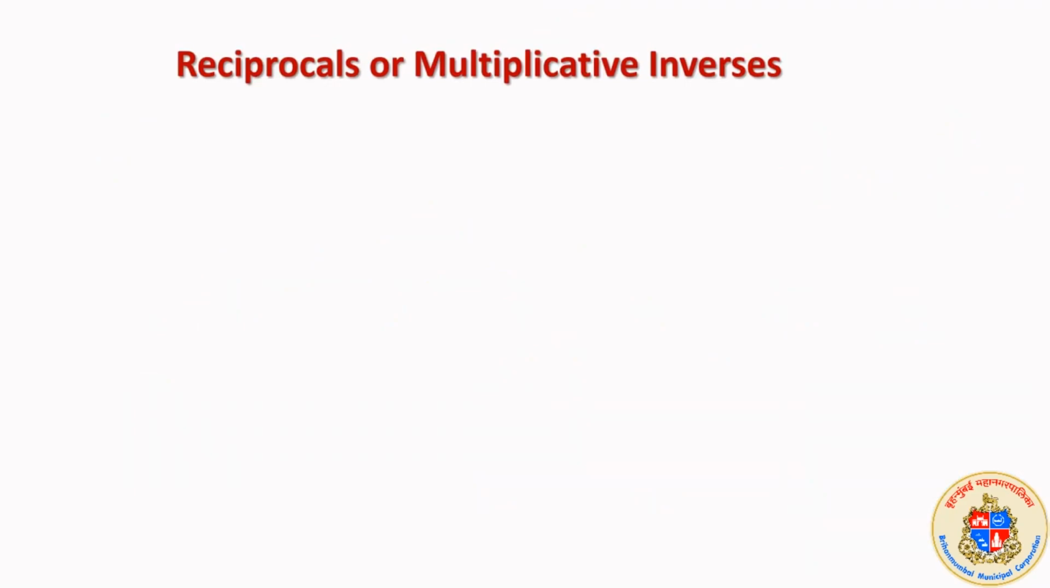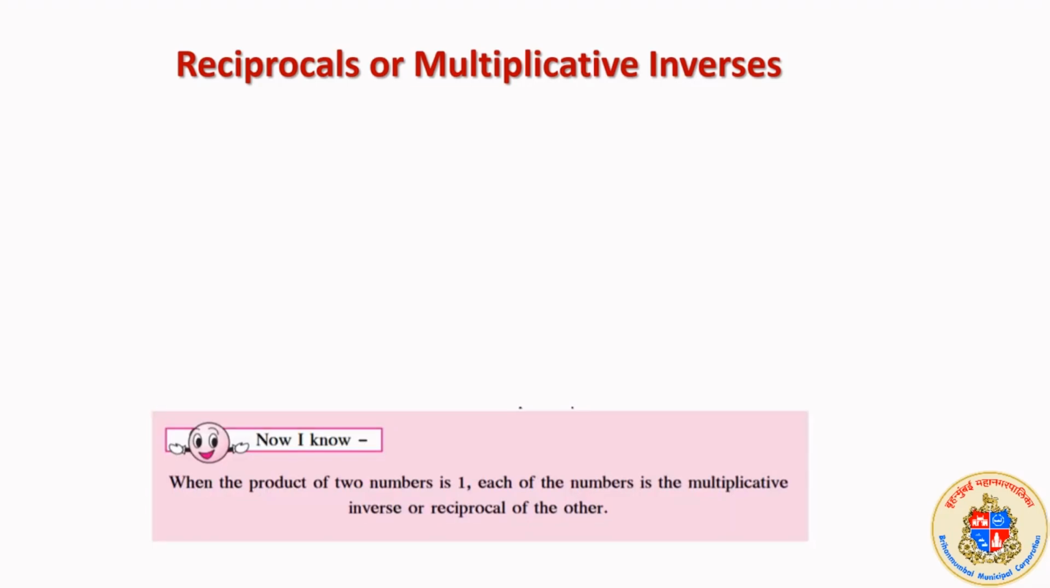Now another concept, reciprocal or multiplicative inverse. ये क्या होता है? When a product of two numbers is 1, each number is multiplicative inverse or reciprocal of the other. Two number का product 1 होना मांगता है. How can it be? Okay, it can be.